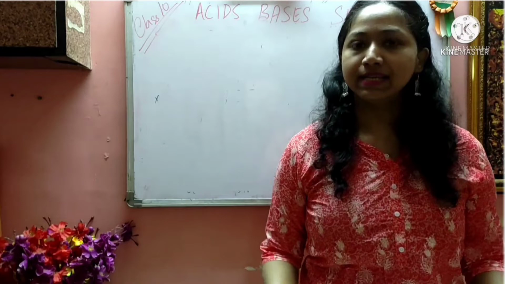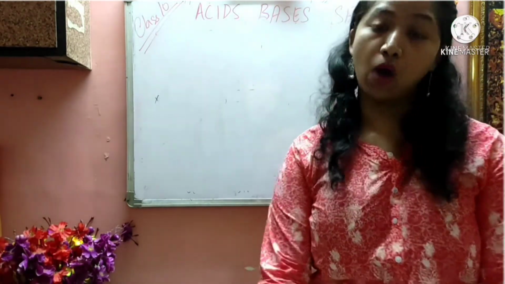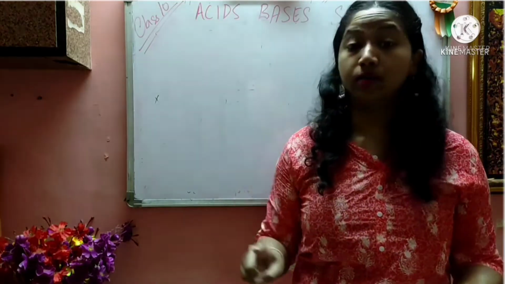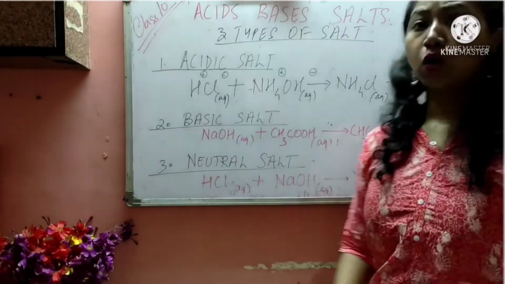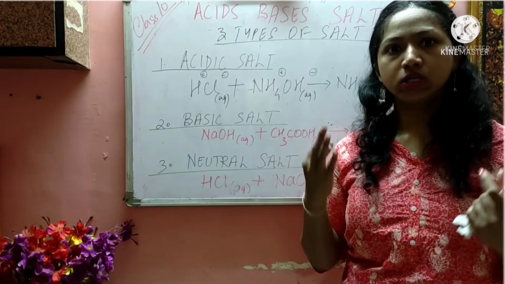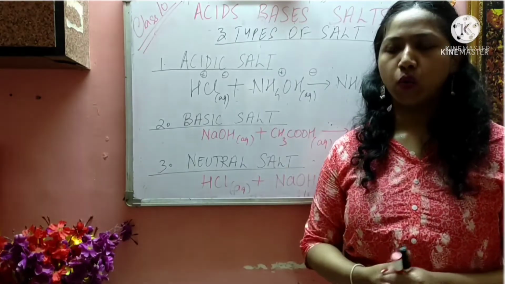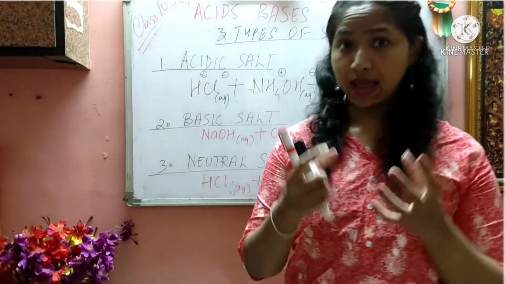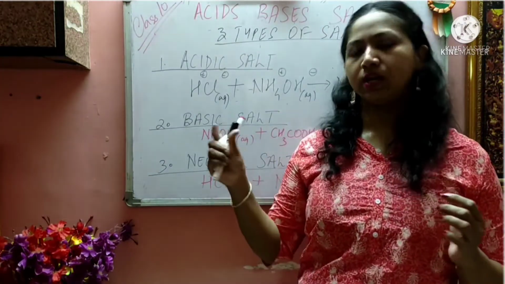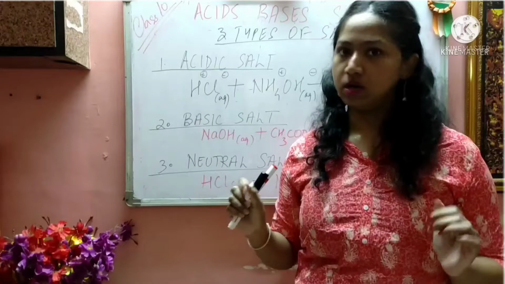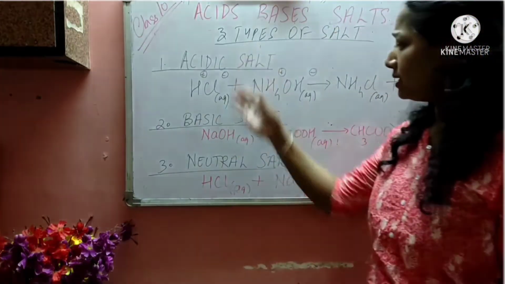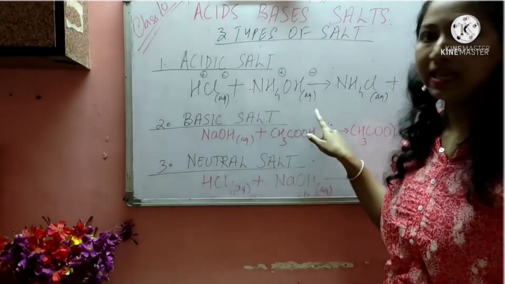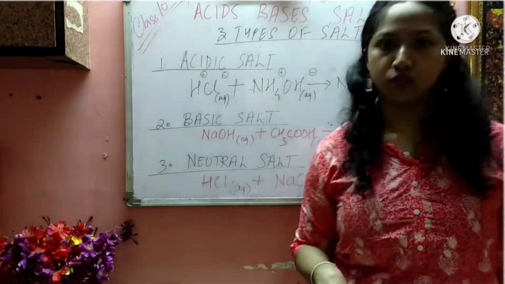Okay, just like I said, how is salt going to be produced? When acid reacts with base, you're going to get salt and water. There are basically three types of salts. What are those? Acidic salt, the second one is basic salt, and the third one is neutral salt.